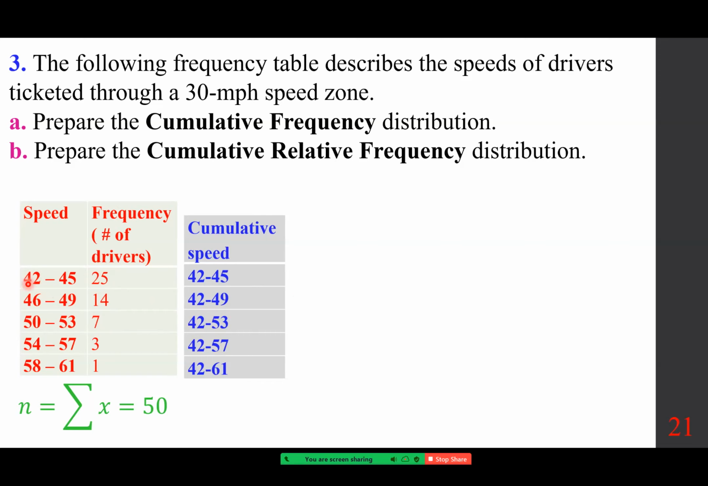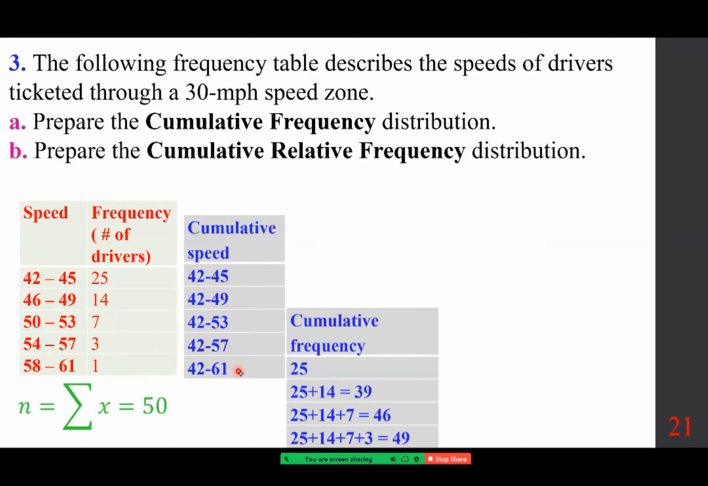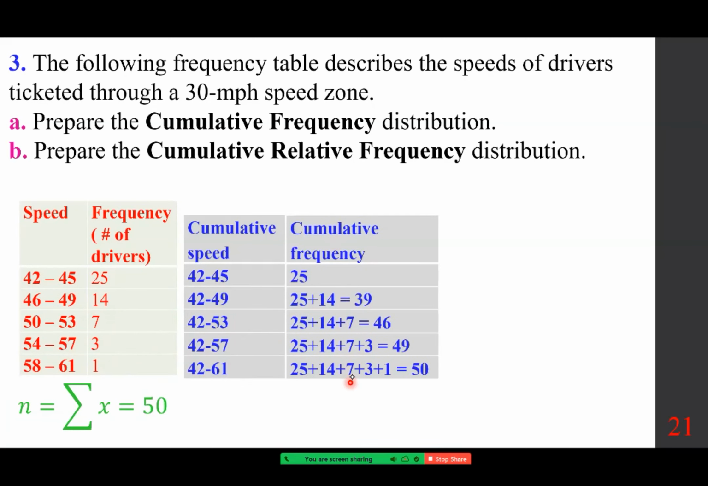42 to 57, that means all the way to here, all those. So you add another 3, you get 49. And 42 to 61, the last one, you always get n, or 50. So pay attention to this. The cumulative frequency, basically, you add them up accordingly. The first one doesn't change, then you add these two, then you add all 3, add the 4, and add all 5 for the last.